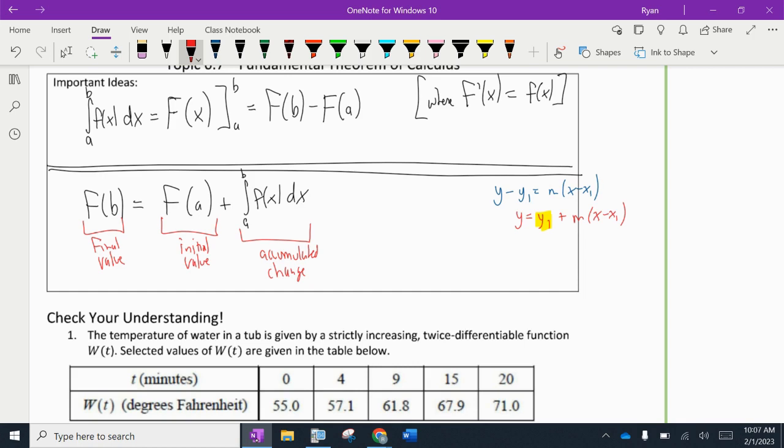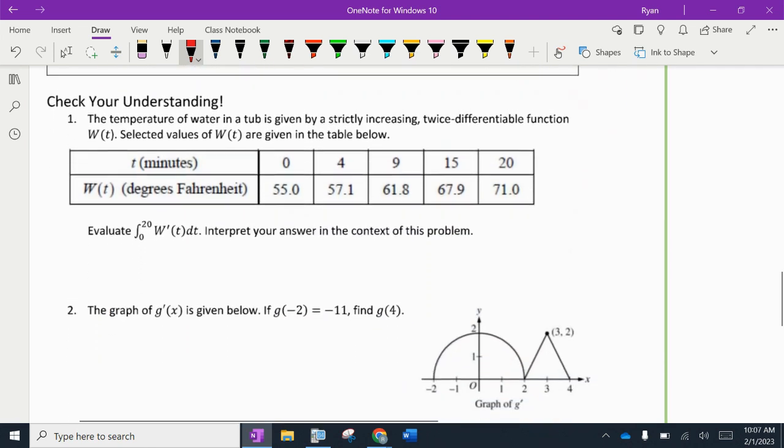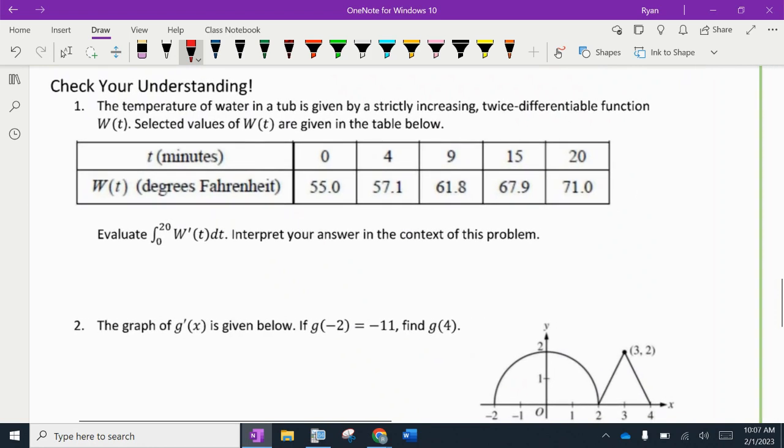So again, it might look like there's a lot going on here, and there really is, but it's just like a point slope where we have an initial value plus the accumulated change gets you to a final value. Sometimes when you see it in notation, it looks a little confusing, so let's see if we can apply this.